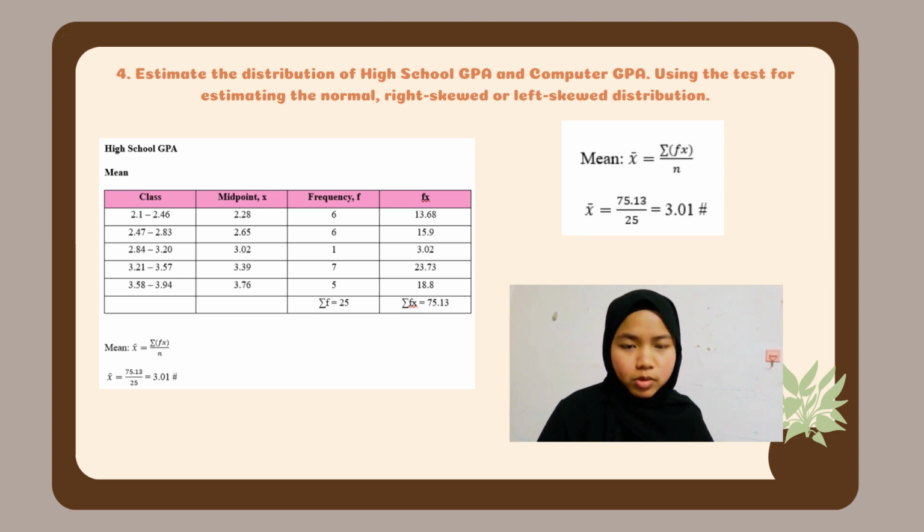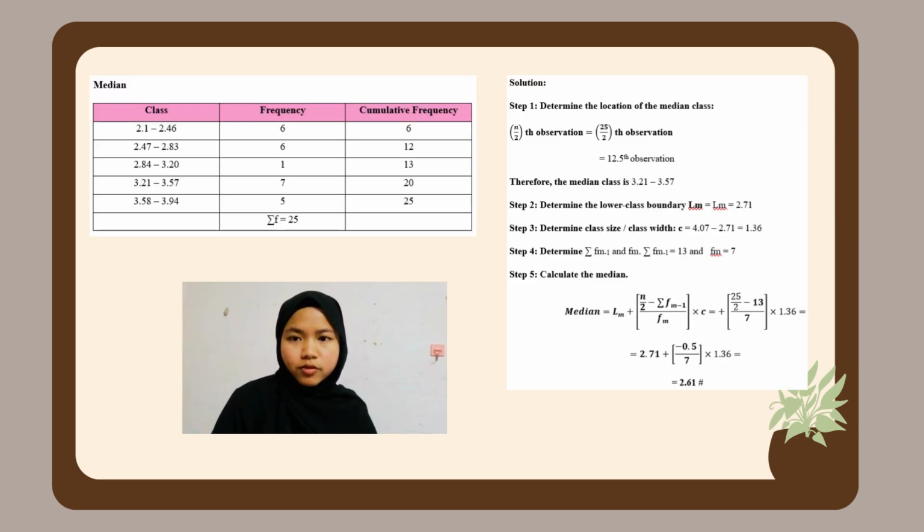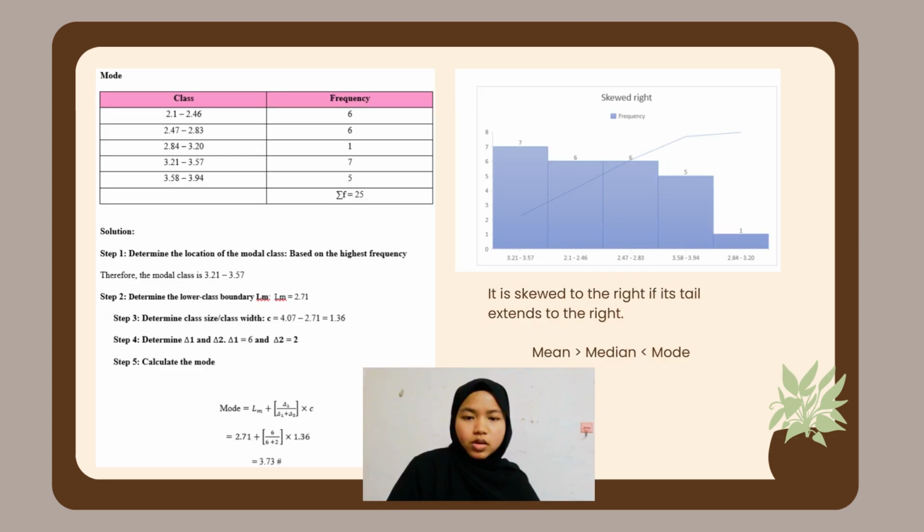For high school GPA, for the mean, I got 3.01. For the median, I got 2.61. For the mode, I got 3.73. As the graph shows, it is skewed to the right if its tail extends to the right, which means the mean is larger than the median, and the median is smaller than the mode.